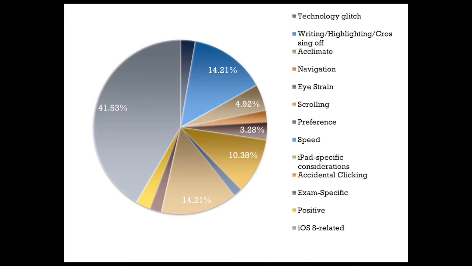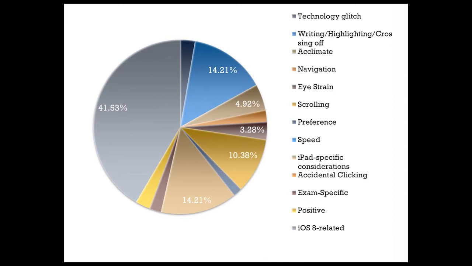We can see here as well, 14% of the students remained concerned about writing, highlighting, and crossing off items. That's a good number, in my opinion, given that we have almost a quarter of students that will opt out for those reasons. I think if we're down to 14% who express that as their primary concern, that we're doing a good job training them.